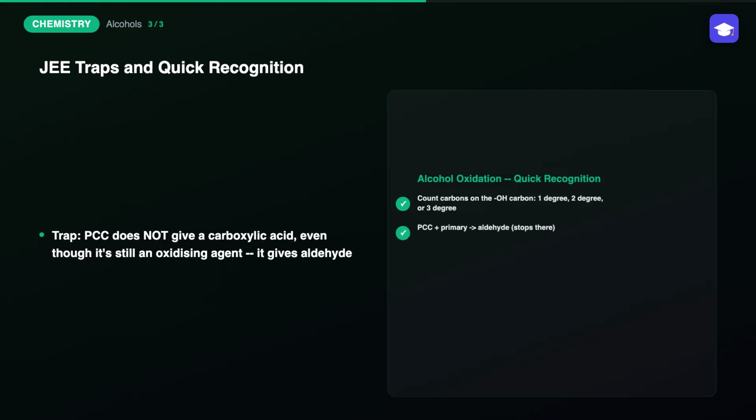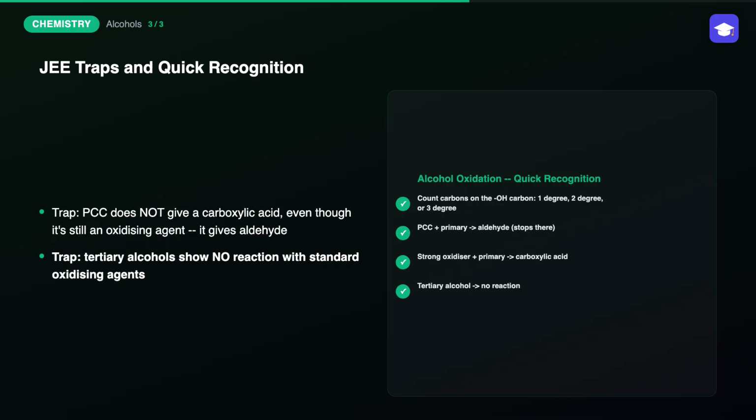A classic JEE trap is presenting a reaction with PCC and expecting students to reflexively predict a carboxylic acid when the correct answer is genuinely the aldehyde, since PCC's whole defining purpose is stopping precisely at that intermediate oxidation stage. Another frequently tested trap involves tertiary alcohols placed in an oxidation reaction scheme, where the genuinely correct answer is that no reaction occurs at all.